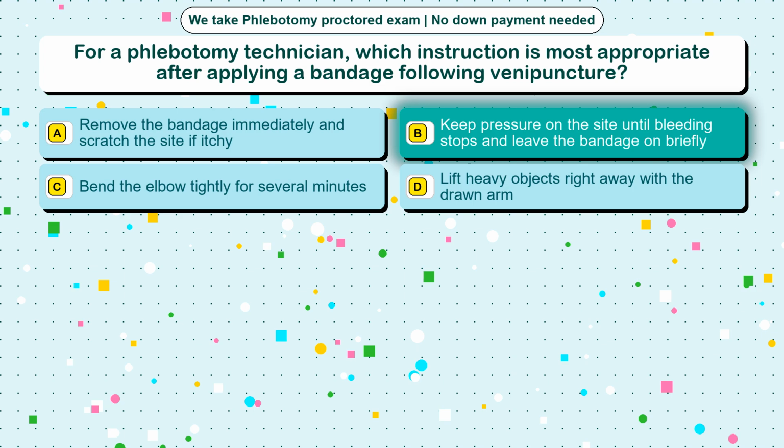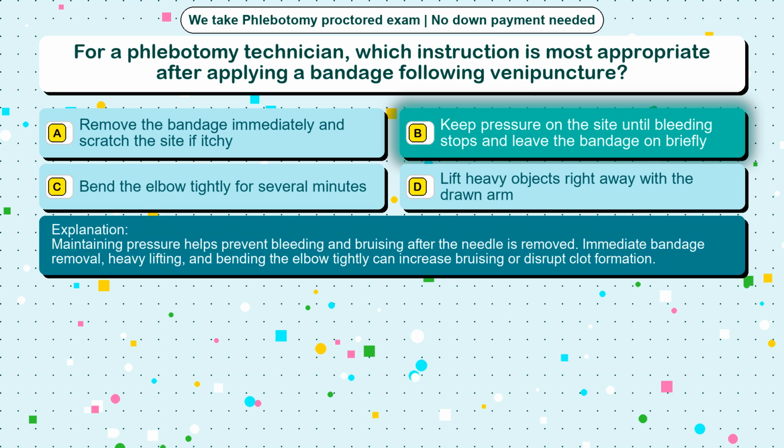The correct answer is option B, keep pressure on the site until bleeding stops and leave the bandage on briefly. Maintaining pressure helps prevent bleeding and bruising after the needle is removed. Immediate bandage removal, heavy lifting, and bending the elbow tightly can increase bruising or disrupt clot formation.